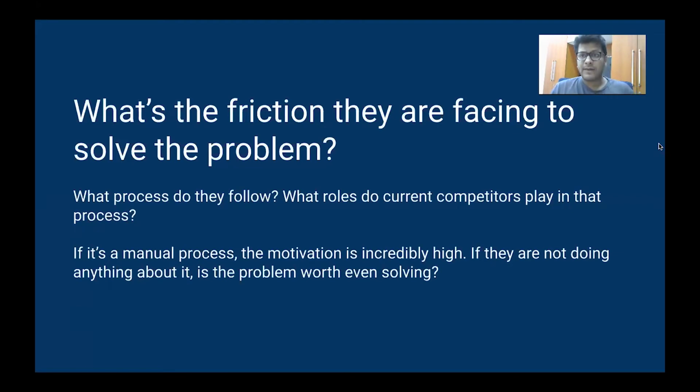Some gaps are never filled by tools, and you need to recognize that in the process. And in some cases, you would see that they're not using any tools at all. It's a manual process. They're doing something on Excel sheet, or they take their own notes. It's a very manual thing that they're doing. That means even if the threshold of solving the problem is high, they're still solving it. That means the motivation is incredibly high. On the other side, what if it's a problem that they have, but they're not doing anything about it? So you need to realize, is the problem worth even solving?